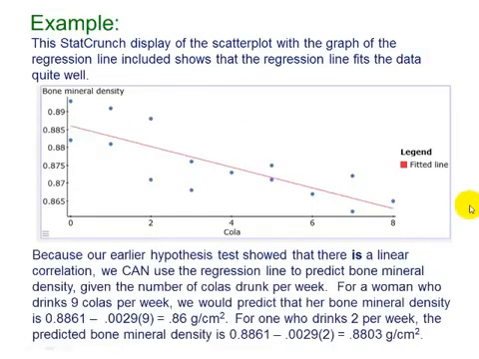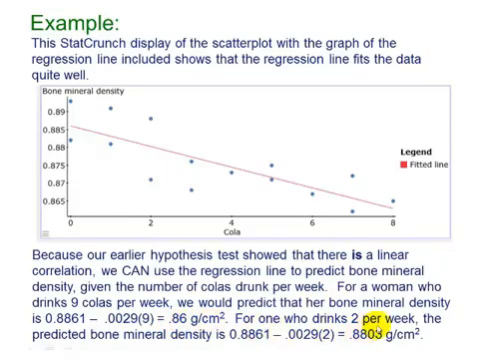Earlier we did a hypothesis test that showed that there is a linear correlation between the two variables. So that means that we can actually use the regression line to predict bone mineral density given the number of colas drunk per week. Example: for a woman who drinks 9 colas per week, we would predict that her bone mineral density is this. Notice all we're doing is taking our regression equation and putting in 9 in place of the x. That turns out to be 0.86 grams per centimeter squared. So that would be her bone mineral density.